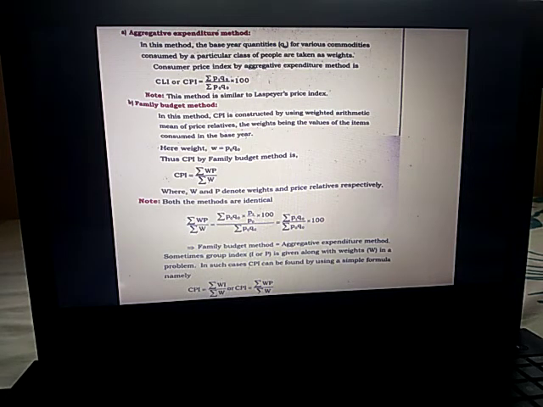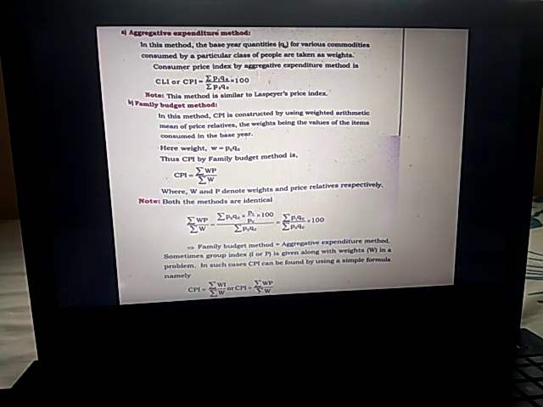Summation WP divided by summation W is nothing but summation of P naught Q naught, because W is nothing but the weights, that is P naught Q naught, into the price relative. The price relative is given by P1 divided by P naught into 100, divided by summation P naught Q naught. When you simplify, we will get summation P1 Q naught divided by summation P naught Q naught into 100, because this simplified formula is similar to the aggregative expenditure method. Therefore, the family budget method is equal to the aggregative expenditure method.